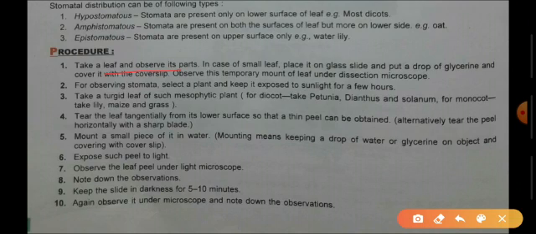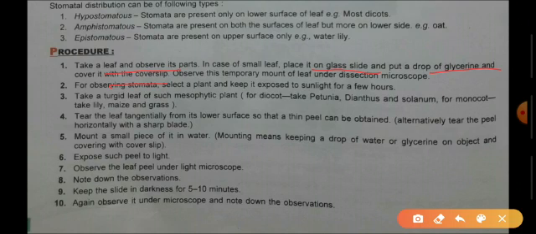Third step is to mount the leaf peel in water, meaning placing the leaf peel in water. What is the mounting process? It is the process of fixing a material upon the slide. After keeping it in water, the leaf peel is mounted over a glass slide by using glycerine. Glycerine is used to stick the material.